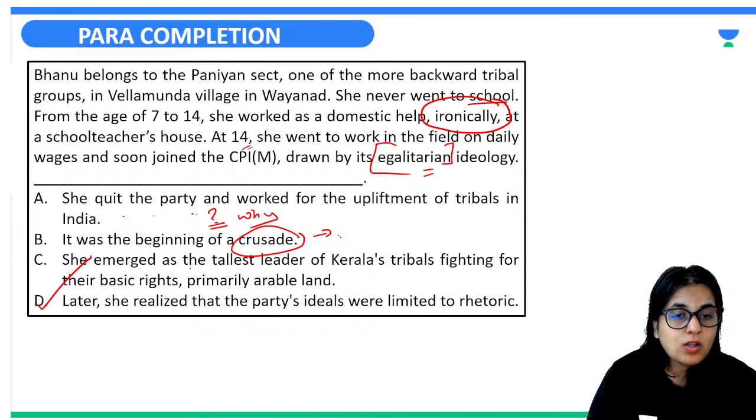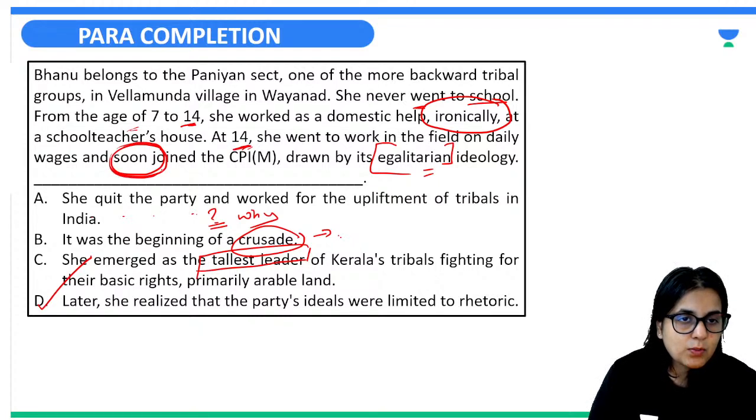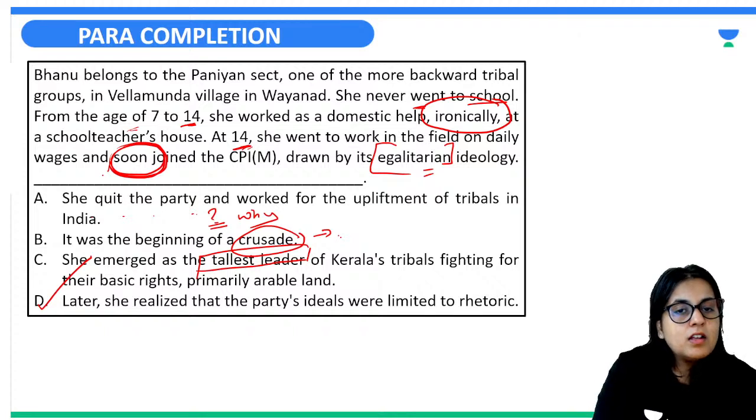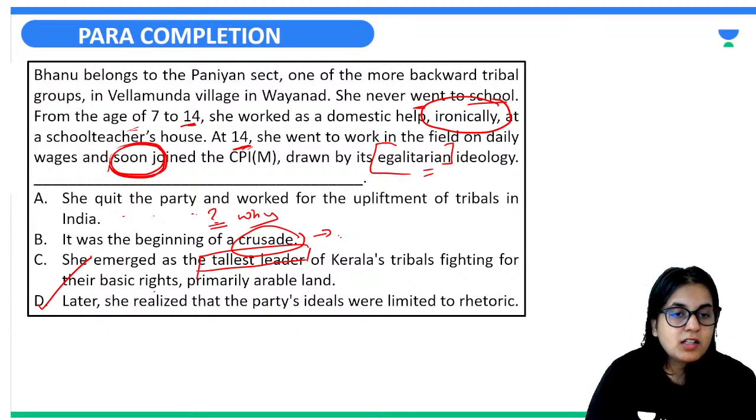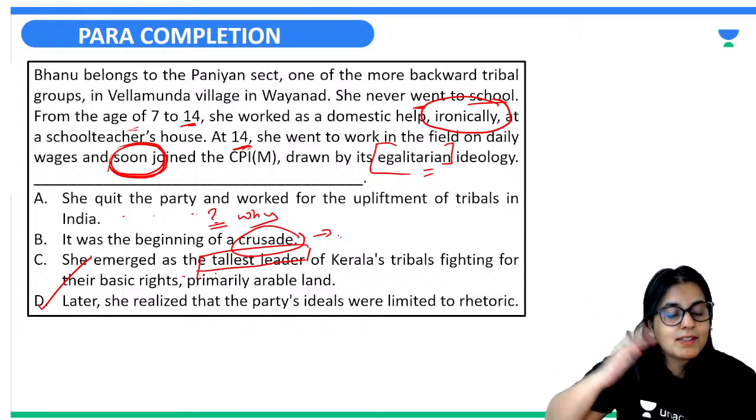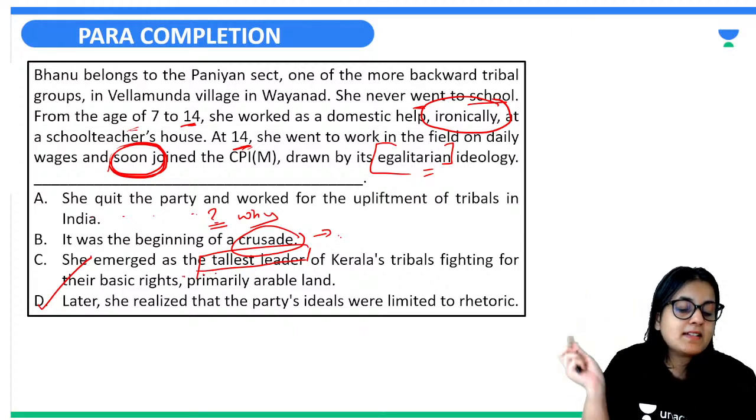She emerged as the tallest leader. Now see the time jumps. You talk about when she was born, 7 to 14, at 14, and soon joined. See guys, focus on language, soon. So probably by the age of, let's say, 18, 19, that age. She emerged as the tallest leader. That will happen much later. The passage takes small time jumps.